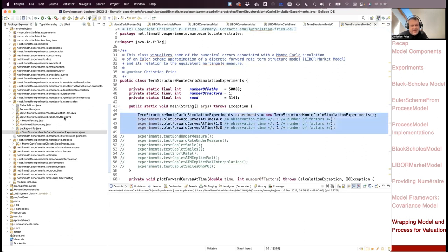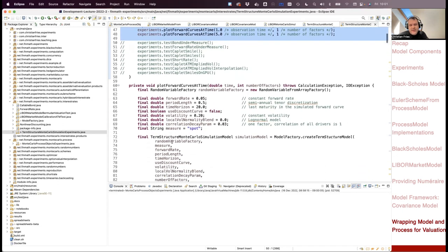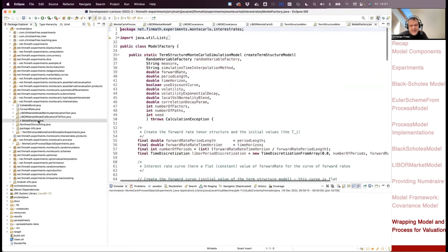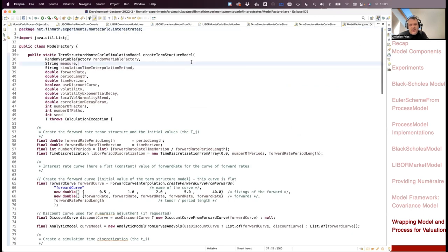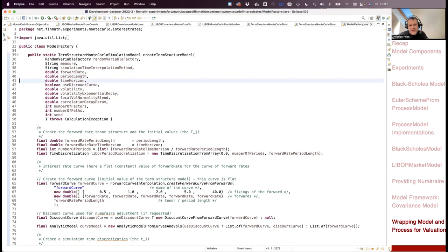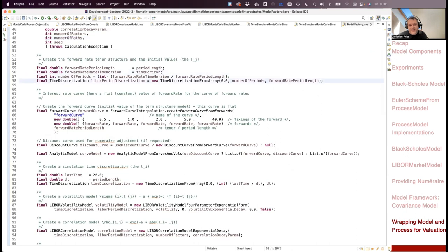So that's lying around here. There are many experiments here, which we will look at later, and all experiments use this model factory here to create our model. This model factory now has all these parameters that I mentioned, the constant forward rate, the period length, time horizon, the volatility, the exponential decay of the volatility, this blending interpolation parameter, and so on. And what we do: first thing is create the time discretization corresponding to my interest rate curve discretization, the capital TJ.